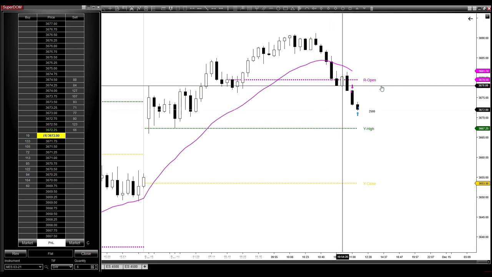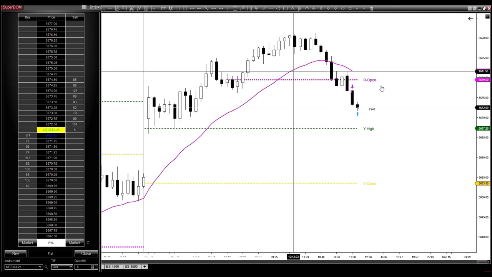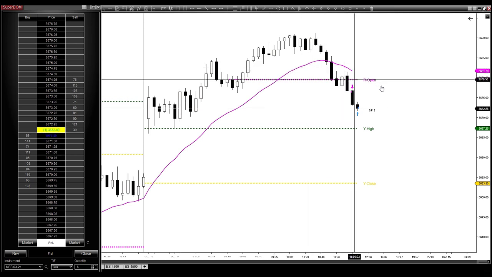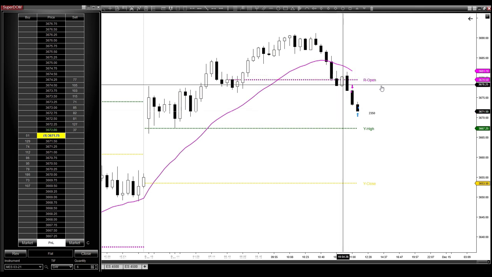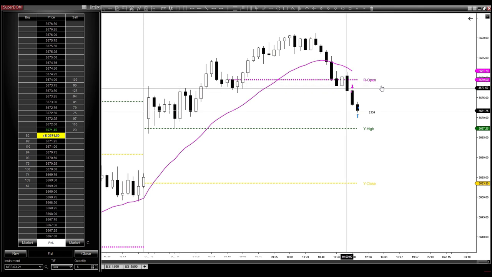We did end up breaking this EMA. This is a 21 EMA, by the way. We also turned the New York Open, that's this purple dotted line, into resistance. A little bit of a two candle right there. Actually, it's an engulfing two candle. And then we got short.